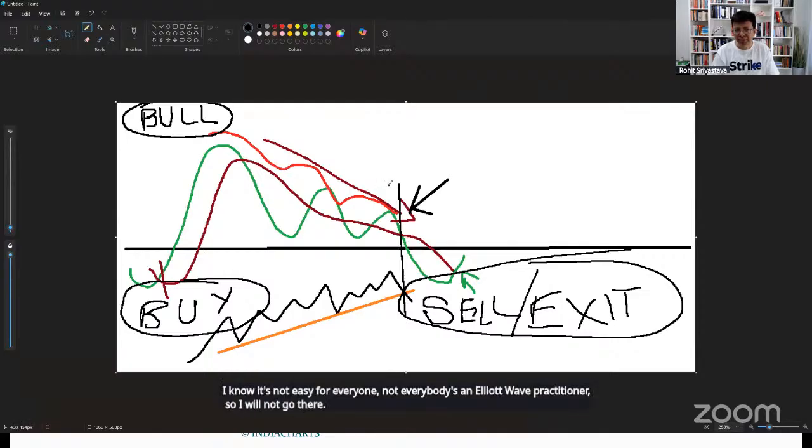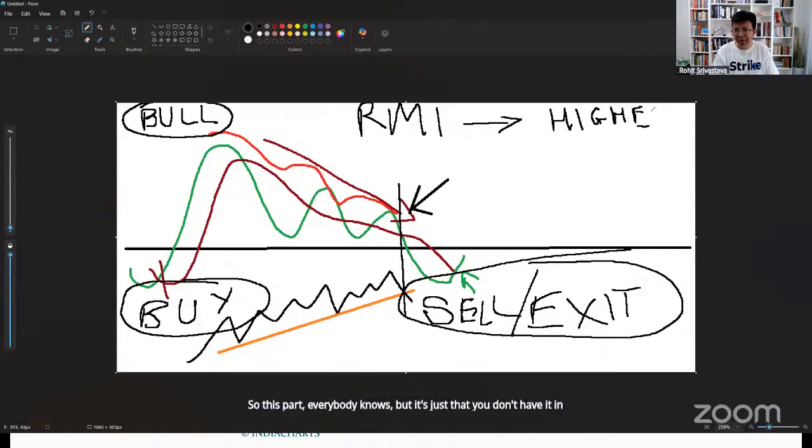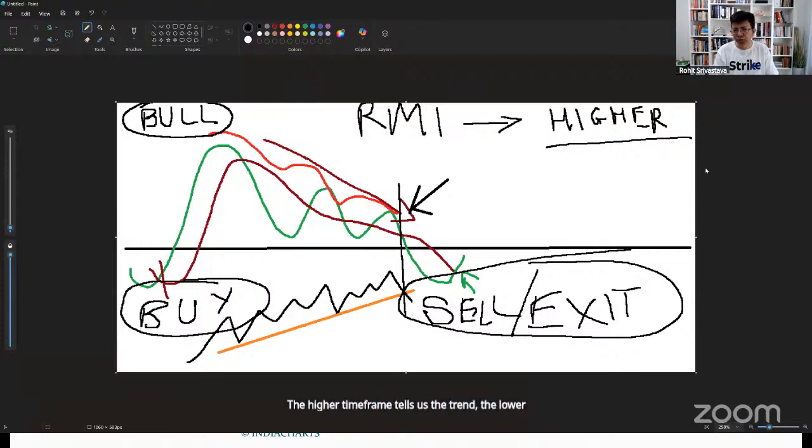The simple answer is by going to the RMI. So we are talking about RMI here on a higher time frame. This part everybody knows, but you don't have it in your plan. It's not like an executable strategy. The higher time frame tells us the trend. The lower time frame is the execution.